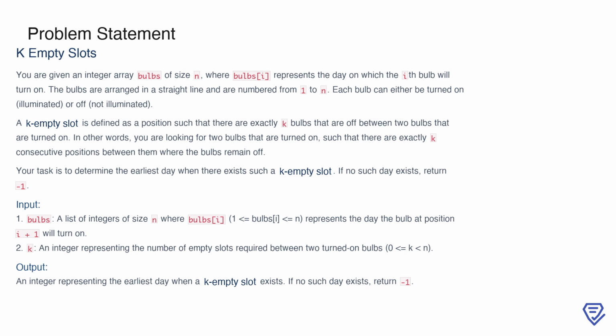Let's get started. In this problem, you are given an array called bulbs, where each element represents the day on which a specific bulb turns on. These bulbs are lined up in a straight row, numbered sequentially from 1 to n. Each bulb can either be turned on or off.